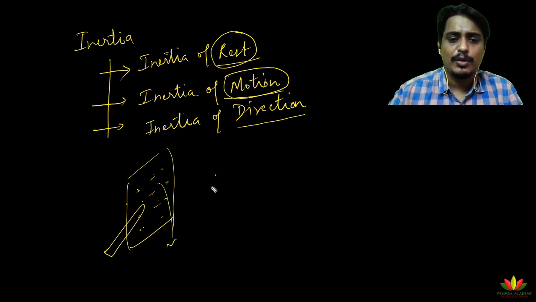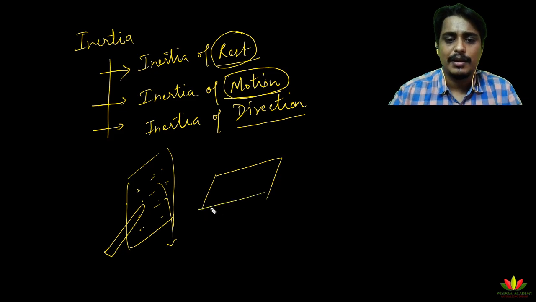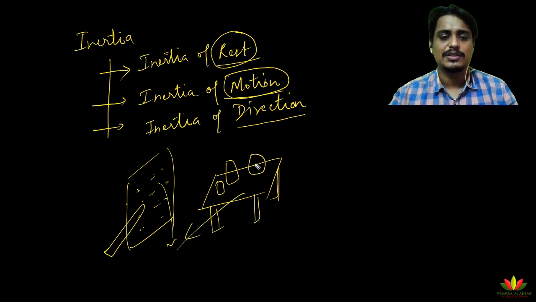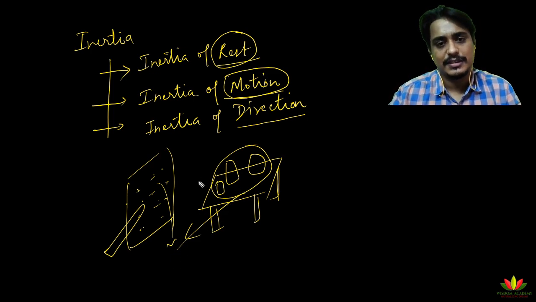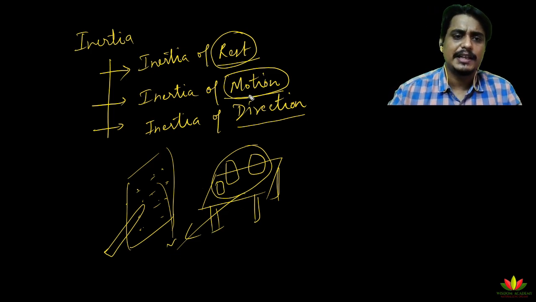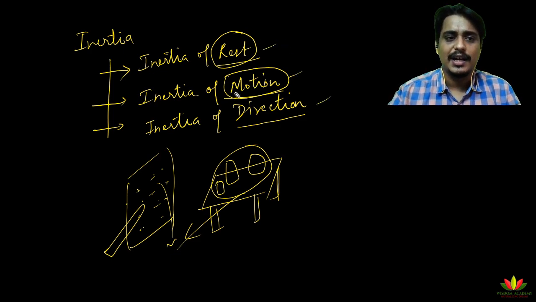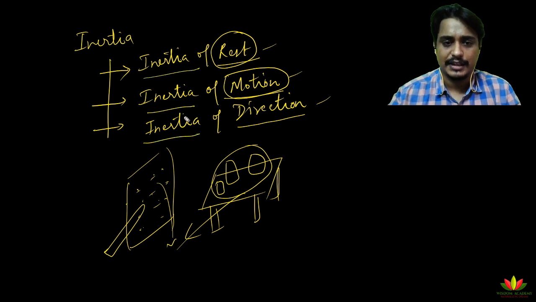One more example: sometimes you would have seen this on a tablecloth in some magic shows. On the table there are some vessels kept, and the magician suddenly takes out the cloth without making any of these things fall down. They remain on the table itself and the cloth is taken out. That is also an example of inertia of rest. So these are some examples which can tell about inertia of rest, motion and direction. I hope you have got some idea about what is inertia of rest, inertia of motion, inertia of direction.